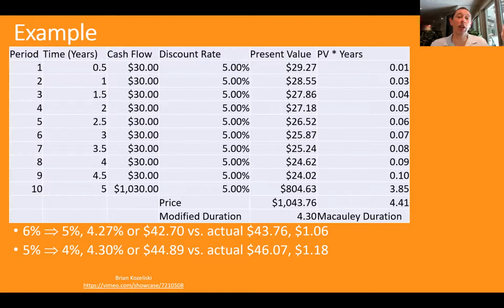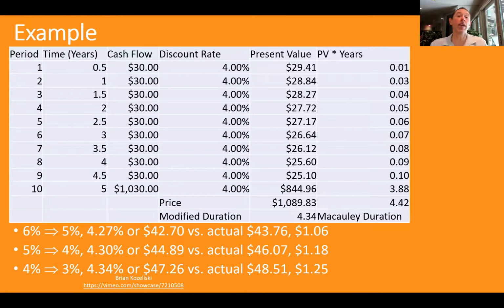Now, we could then go again. What if we change from this 5% that we have now to 4%? You can read the numbers yourself here, but again, we have an error. This time it's grown to $1.18, as you can see here looking at the prices. Then we can go one step further, from that 4% to 3%, to this number here.